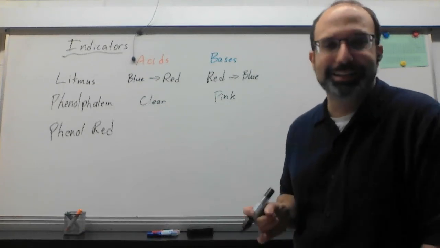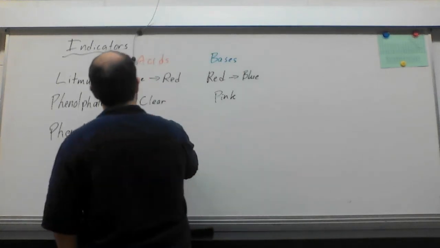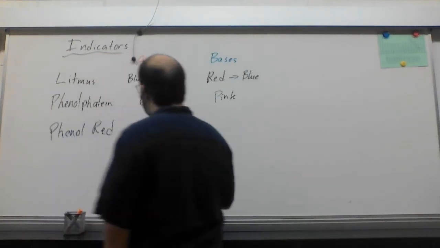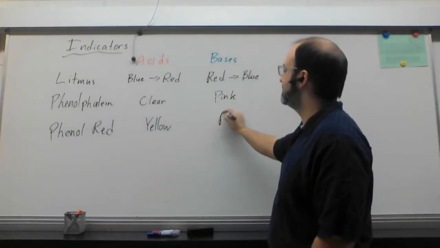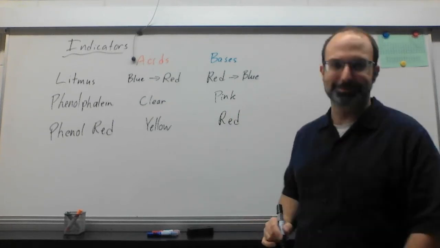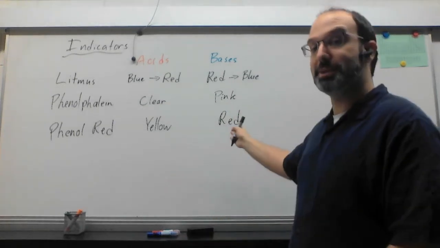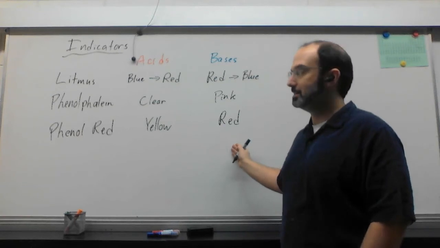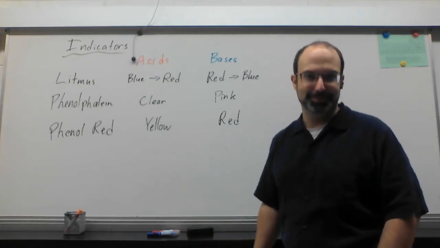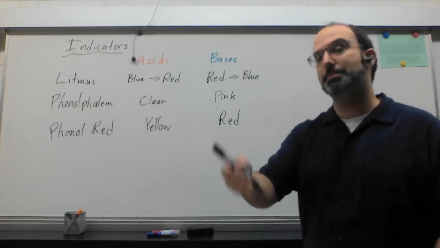Yeah, it's not red. It's actually yellow. And you're like, wait, why is it called phenol red? Because it's red in the presence of a base. Whoops. So it starts red, and when it touches a base, boom, it turns yellow. That's why we call it phenol red, because it looks red to begin with.